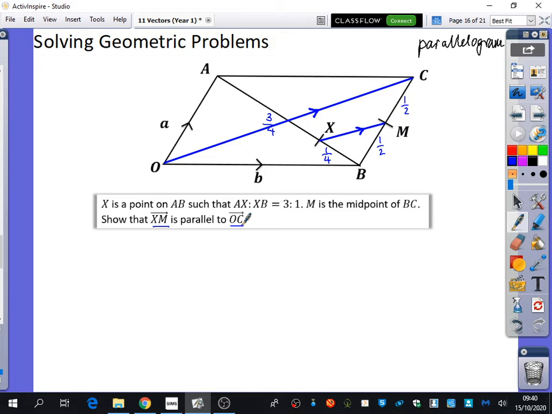Could you try and write that for me as a mathematical statement? So I could say XM equals something like that. What constant do you want to name? K, okay? XM equals K OC. If I can show this, if XM equals K OC, where K is a constant, then XM and OC are parallel.